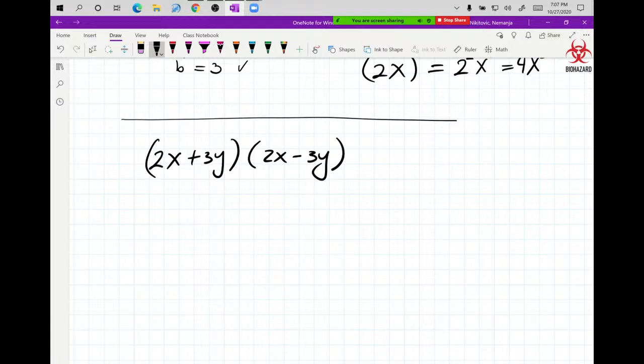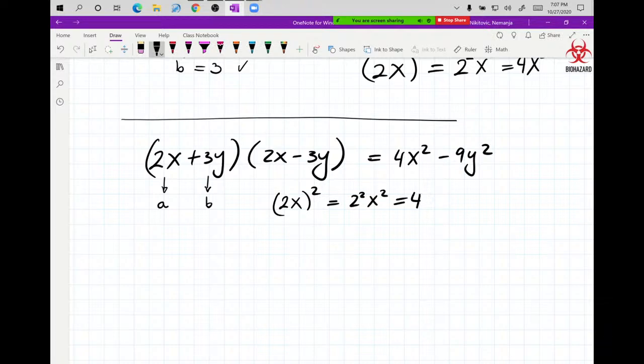What do we have as the answer? 4x squared minus 9y squared. Perfect. Now, how do we get that? This is my A, and that's my B, right? So 2x squared is 2 squared x squared, which is 4x squared. And then 3y squared is 3 squared y squared, which is 9y squared.